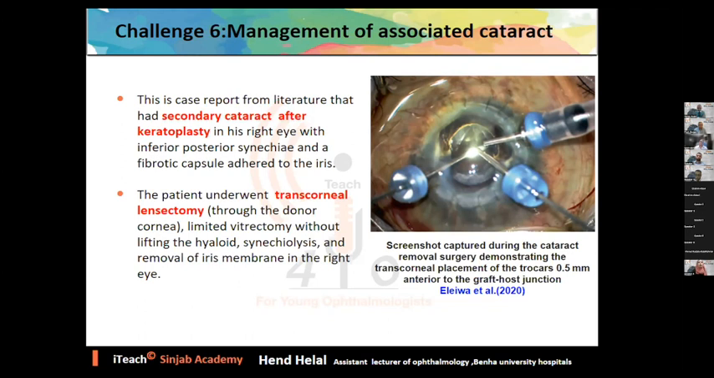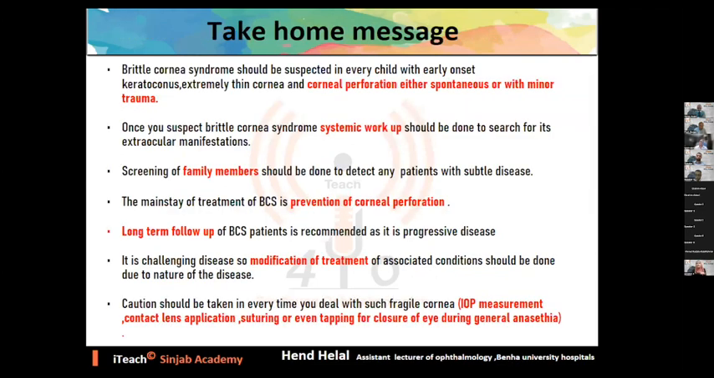So, take home message: brittle cornea syndrome should be suspected in every child with early onset keratoconus, extremely thin cornea, and corneal perforation, either spontaneous or after minor trauma. Once you suspect brittle cornea syndrome, systemic workup should be done to search for extraocular manifestations. Screening of family members should be done to detect any patient with subtle disease, and the mainstay of treatment is prevention of corneal perforation.